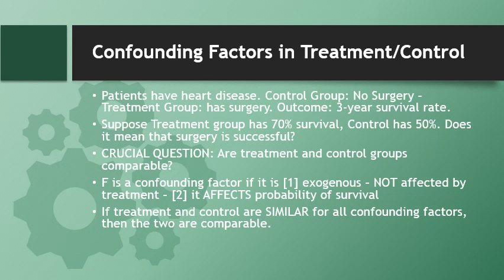So again, the same concept that we have applied earlier applies here. F is a confounding factor if it is exogenous. It's there before this division into treatment and control, and it is not affected by the surgery. And this factor also affects the probability of survival. If the treatment and control group are similar for all of these confounding factors, then they are comparable, and then this conclusion that the treatment is good would be valid.